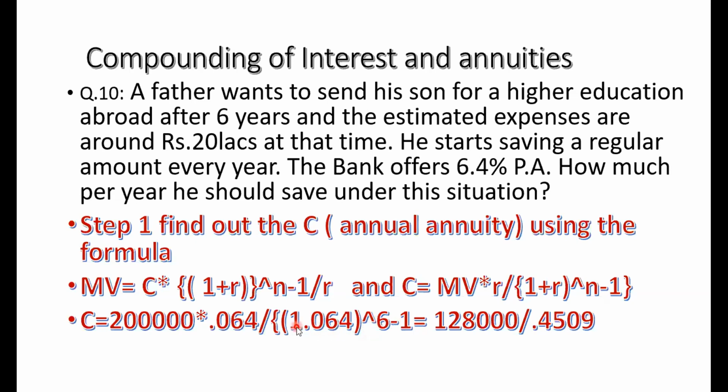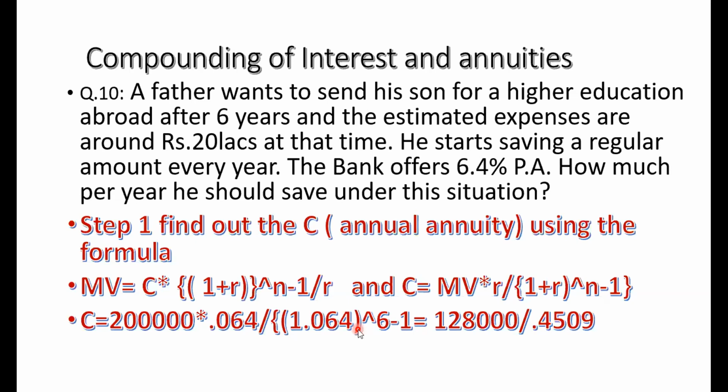Now all of you try 1.064 to the power 6. If you do it correctly, your answer will be correct. How many of you are getting it correct? Let me check. 1.064 into 1.064, that is second, third, 4, 5, 6. You will get 1.45094. Are you getting it, yes or no? Yes, sir.